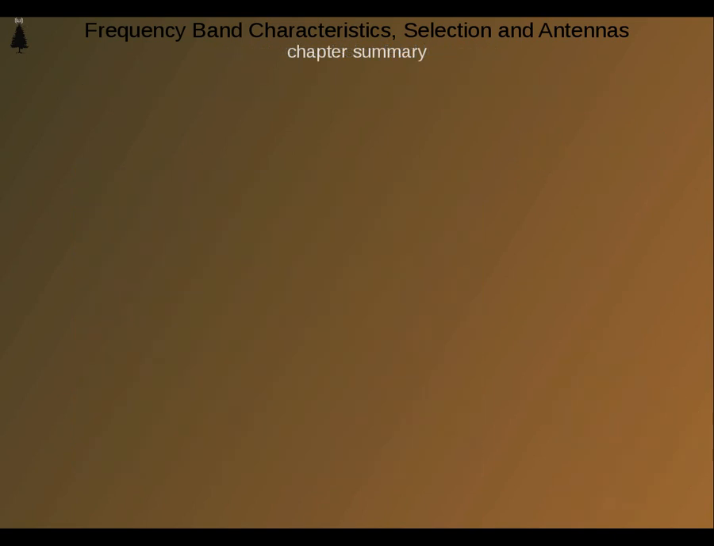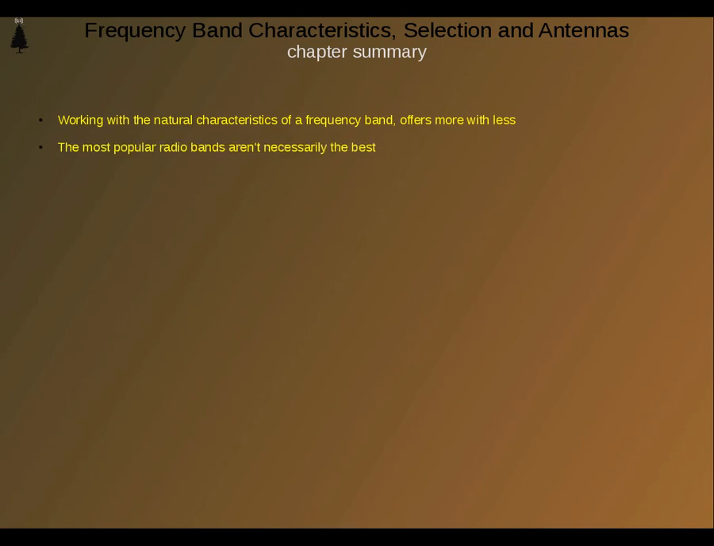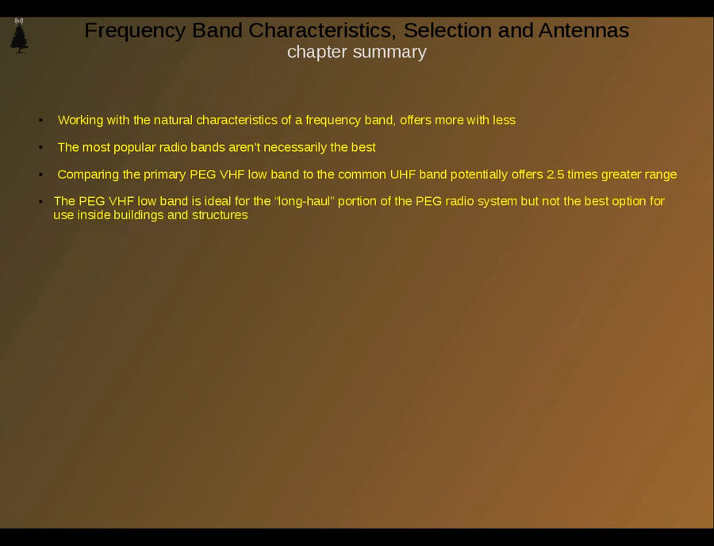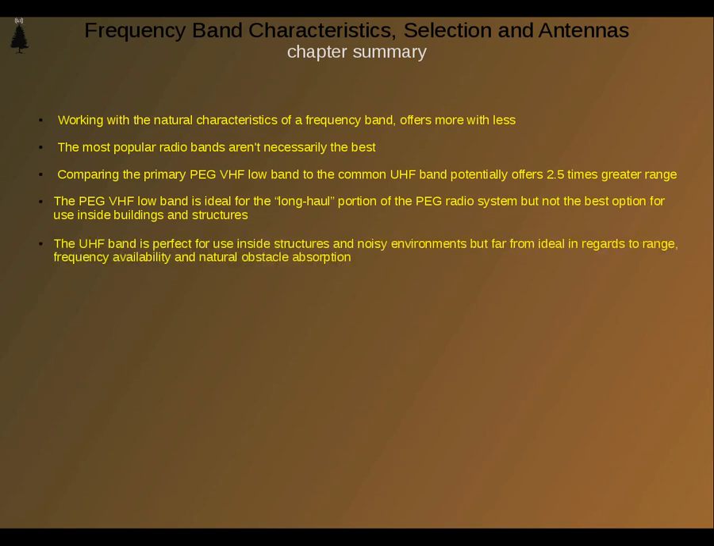Now for a chapter summary. Working with the natural characteristics of a frequency band offers more with less. The most popular radio bands aren't necessarily the best. Comparing the primary PEG VHF low band to the common UHF band potentially offers 2.5 times greater range. The PEG VHF low band is ideal for the long-haul portion of the PEG radio system, but not the best option for use inside buildings and structures. The UHF band is perfect for use inside structures and noisy environments, but far from ideal in regards to range, frequency availability, and natural obstacle absorption.